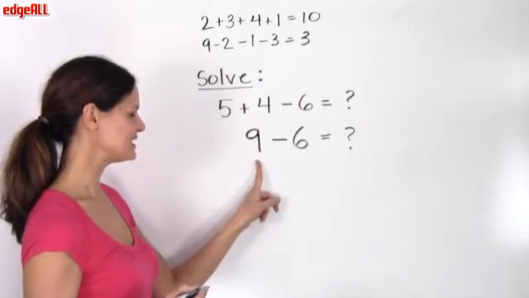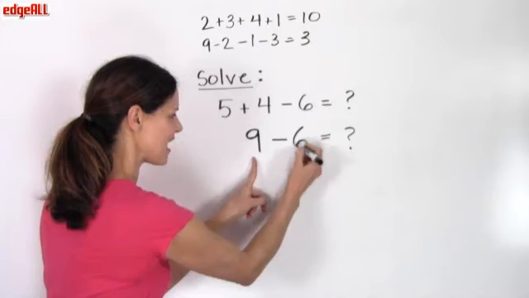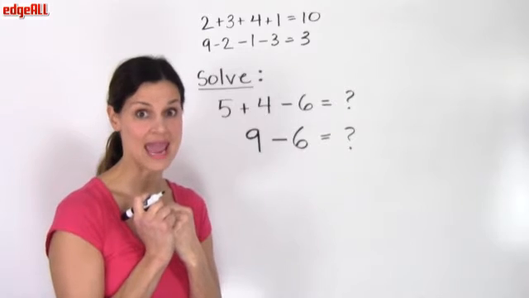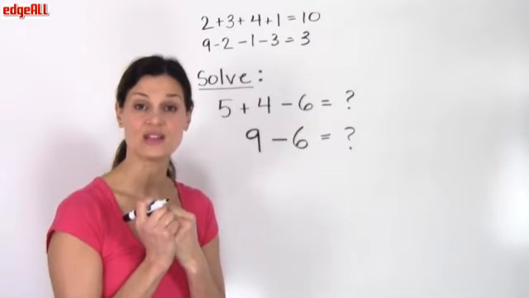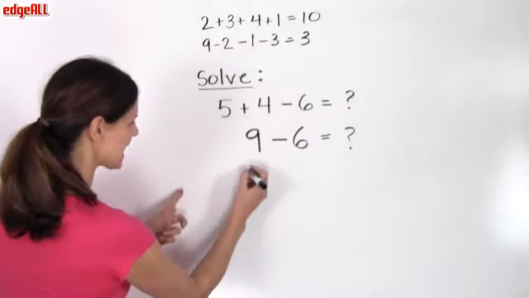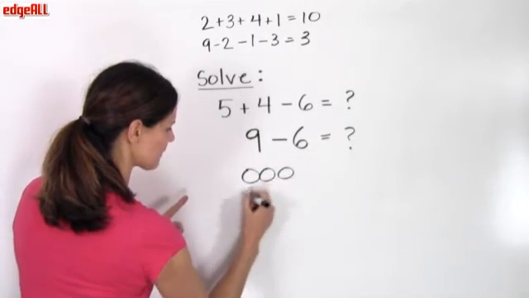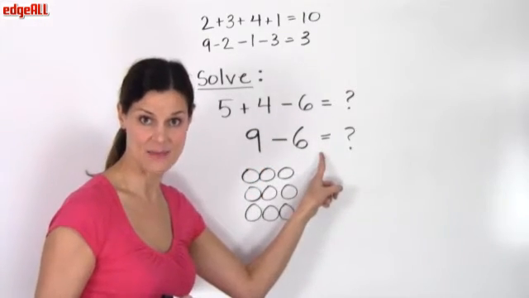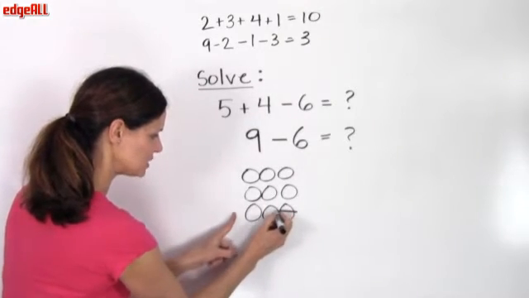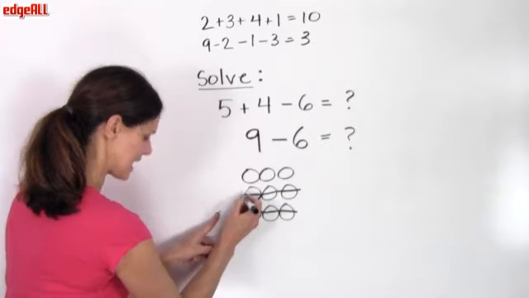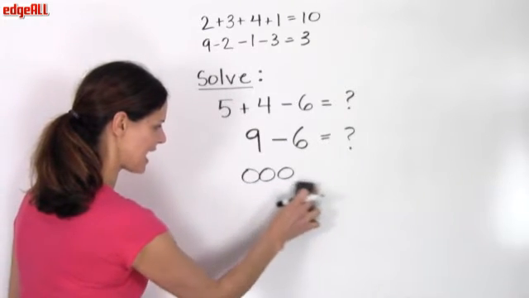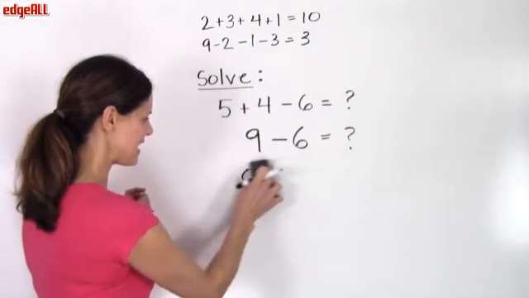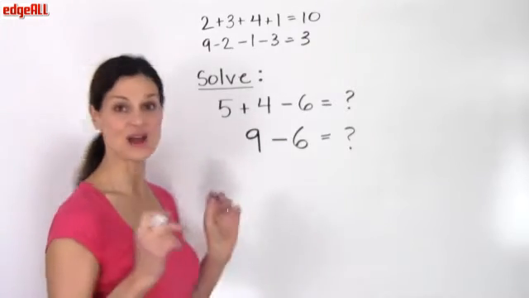Now in the same way, I am going to perform my calculation. In this case, I've got a subtraction, so I'm taking away 6 from 9. So I could do that by drawing objects and say I had 9 balls. 1, 2, 3, 4, 5, 6, 7, 8, 9. And I take 6 of them away. So I take away 1, 2, 3, 4, 5, 6. How many balls do I have left? 1, 2, 3. So 9 minus 6 equals 3 if I use objects.